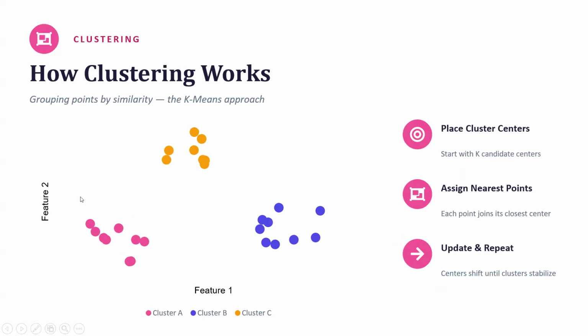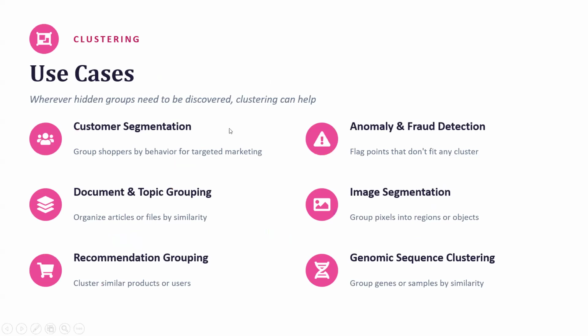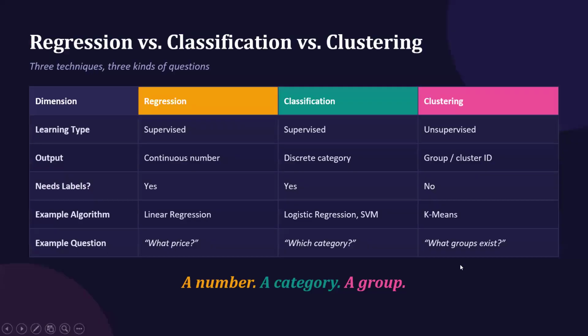If we are separating them, it is by the nearest approach, using the centroid mechanism and the distance metrics. It calculates the distance of each point and assigns it to its centroid. Use cases: customer segmentation, anomaly and fraud detection, document and topic grouping, image segmentation, recommendation grouping, and genomic sequence clustering.